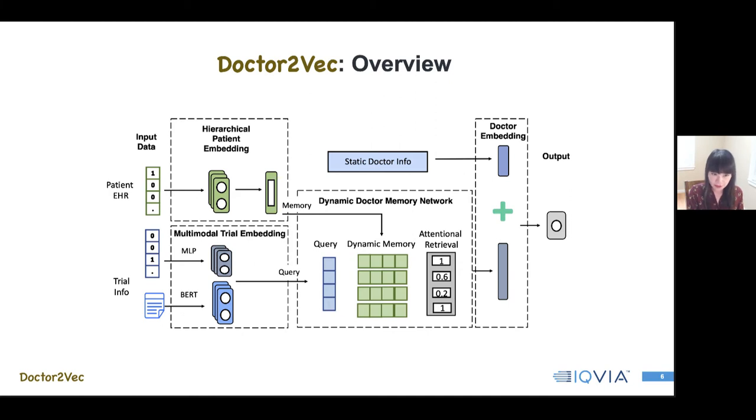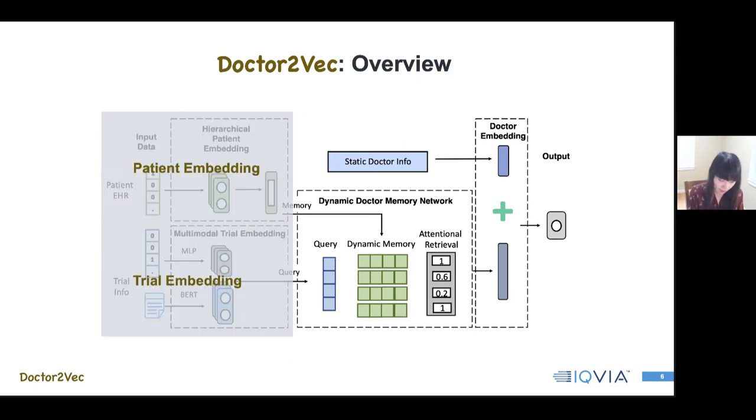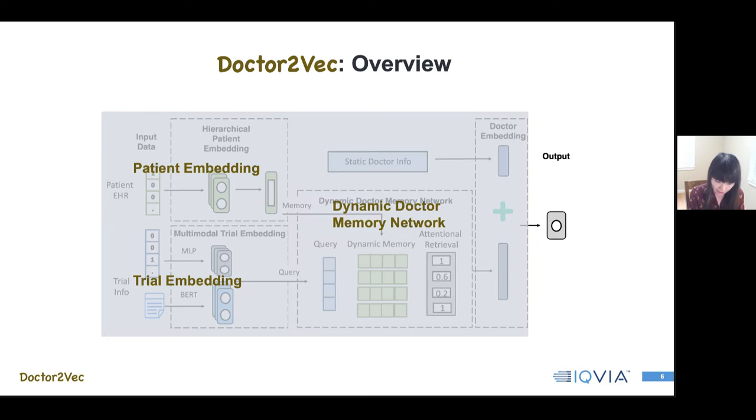To solve the two challenges, we proposed Dr2Vec, which is a dynamic memory network-based embedding framework. Dr2Vec has 4 modules. The first 2 modules are the patient embedding and trial embedding modules. The third one is the dynamic doctor memory network module. The last one is the prediction module.